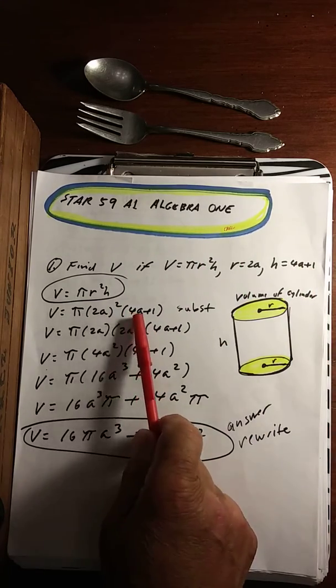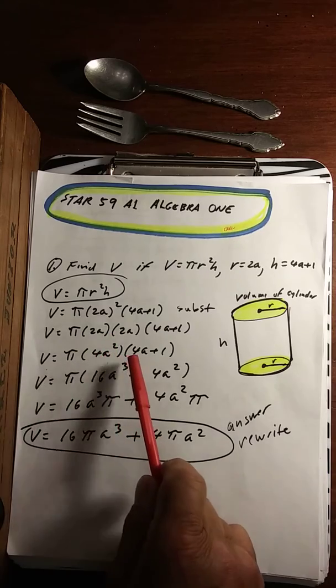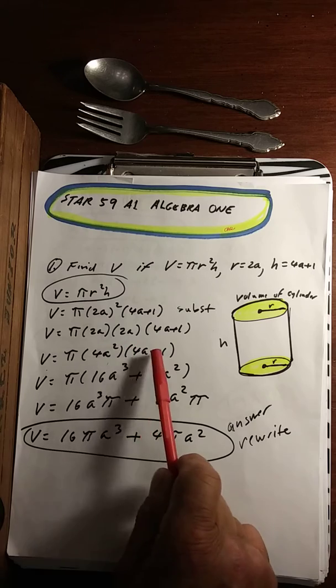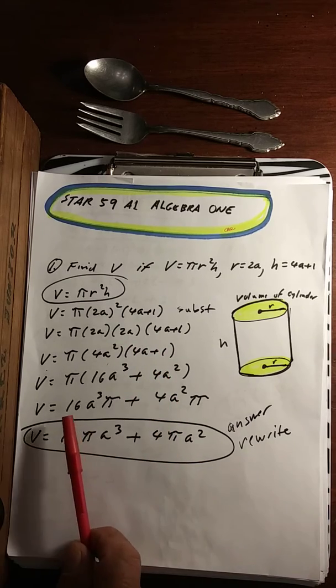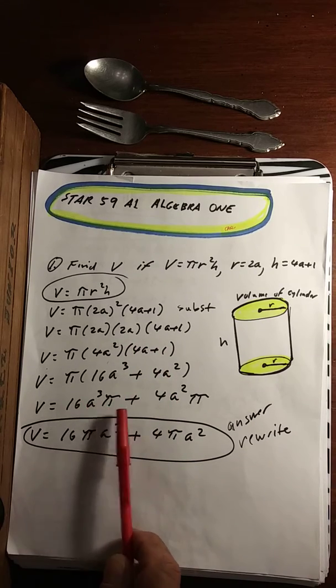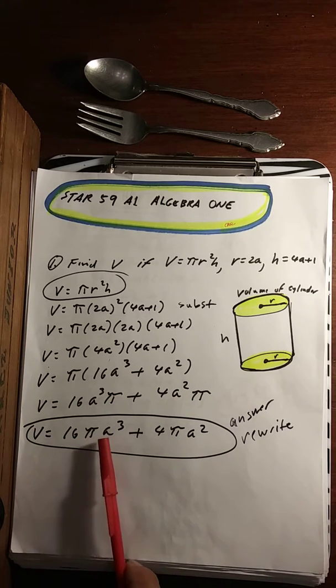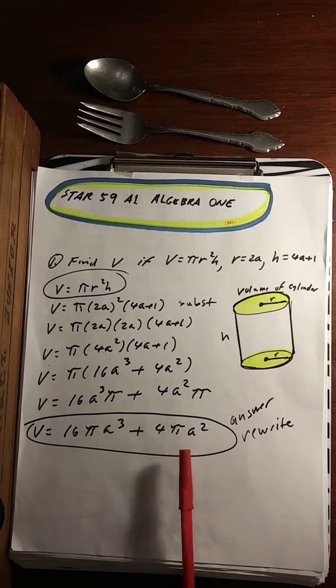2a squared, 4a plus 1. 2a times 2a is 4a squared, times 4a plus 1. 4a squared times this is 16a cubed, and that one times that one is going to be 4a squared. Multiplied by the pi, 16a cubed pi plus 4a squared pi. So I'll rewrite it as 16 pi a cubed plus 4 pi a squared.